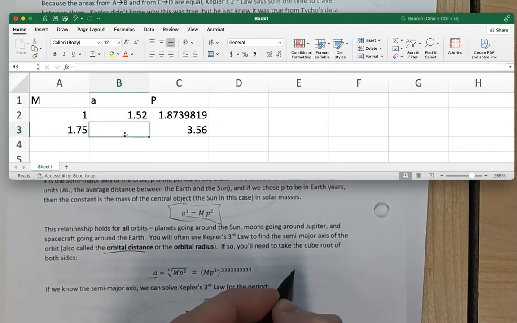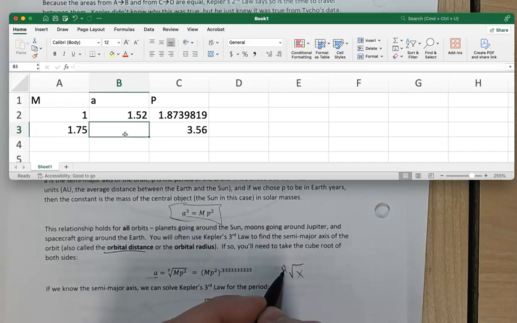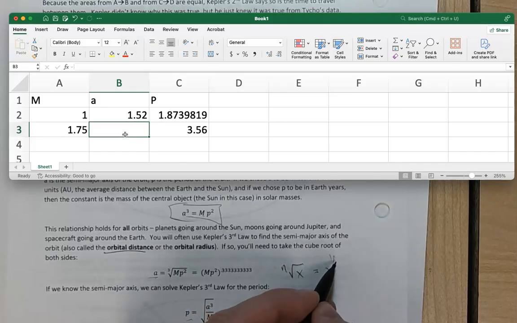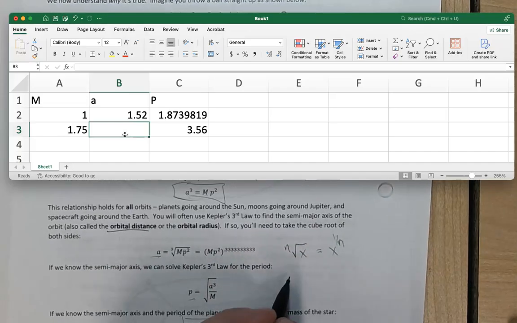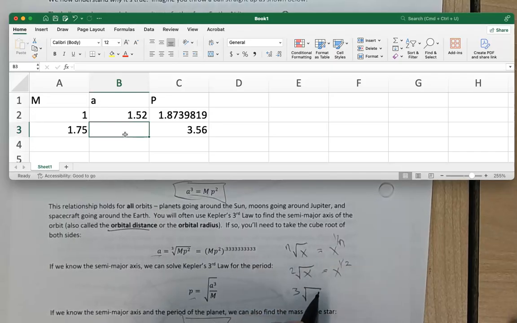It's a handy shortcut to remember that in general in algebra, the nth root of x, if you're taking the square root, the cube root, the fourth root, whatever, is just the same as x to the 1 over n power. So a square root is just x to the 1/2 power. A cube root of x is just x to the 1/3 power.